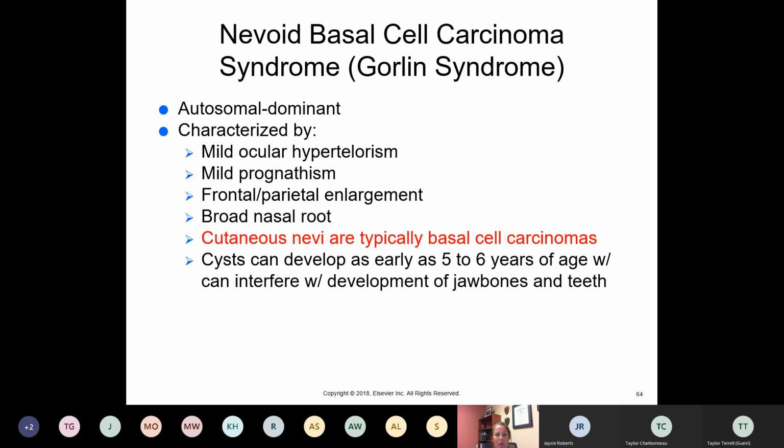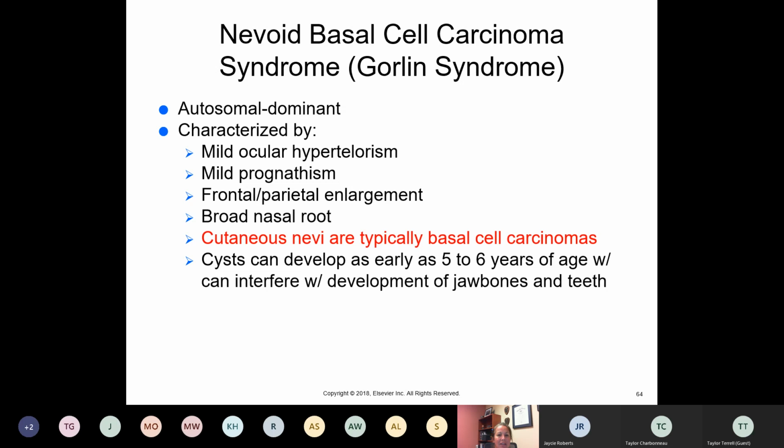Nevoid basal cell carcinoma. We talked about the odontogenic keratocyst, the OKC. OKC is associated with nevoid basal cell carcinoma. This is also known as Gorlin syndrome. And in these people, they have the ocular hypertelorism we talked about with cherubism. This, in this condition, is not as severe. We might see mild prognathism, frontal parietal enlargement of the forehead area, a broad nasal root, so the top part, where the bridge of your nose is, appears broad.